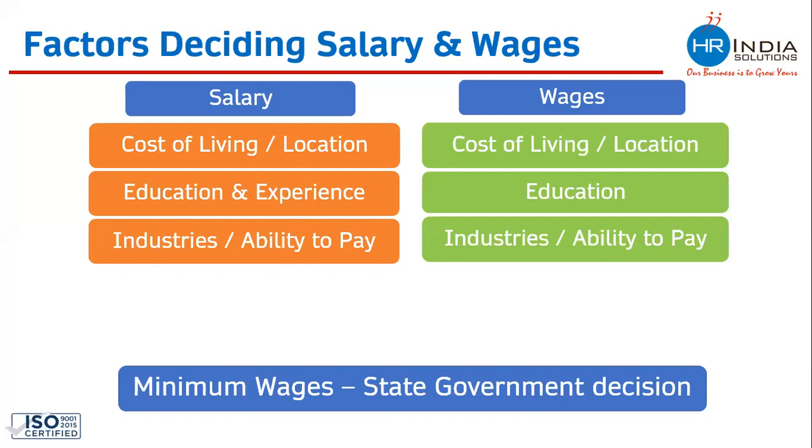Anybody joining a tea garden or jute making company would be getting much lesser than the HR manager who would be joining an IT company or telecom company. Even government is deciding different minimum wages for different industries. Government decides separate minimum wages for mining industry, a different minimum wages for agriculture industry, and for manufacturing industry, government decides a different minimum wages. So even government is deciding different minimum wages on the basis of industries or ability to pay of the industry.